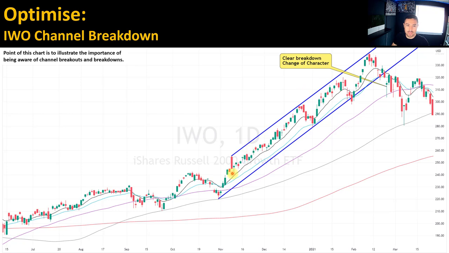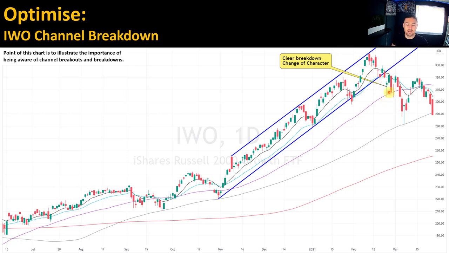Now IWO here, you get multiple touch points, 1, 2, 3, and then on the bottom as well, connecting the lows. Sometimes, certainly on the lows, you won't be able to encompass all of the data in terms of all of the price action. You're just trying to get a broad barometer, right? So you can see whether there is a trend channel to the upside. Be very aware when you get a change of character break down through trend channels like this.